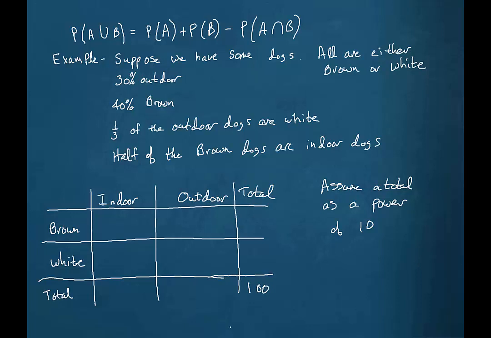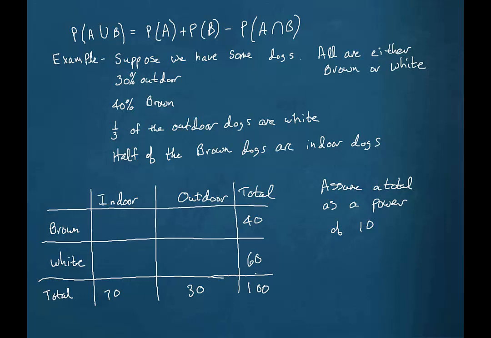We're told that 30% are outdoor dogs. So for this category outdoor, 30 out of the 100, 30%, are outdoor dogs. That leaves 70% to be indoor dogs. We're told that 40% of them are brown. So if we had 100 total, we'd have 40 brown ones. If we had 40 brown ones and 100 total and all are either brown or white, then that means that 60 of them would have to be white.